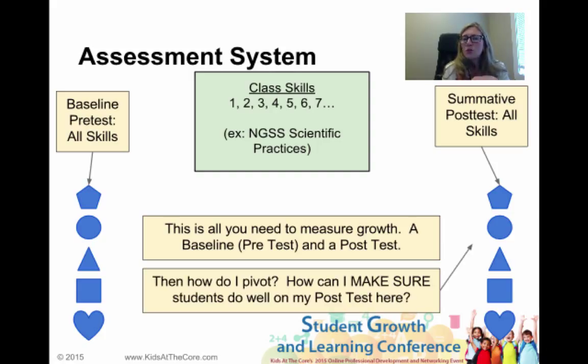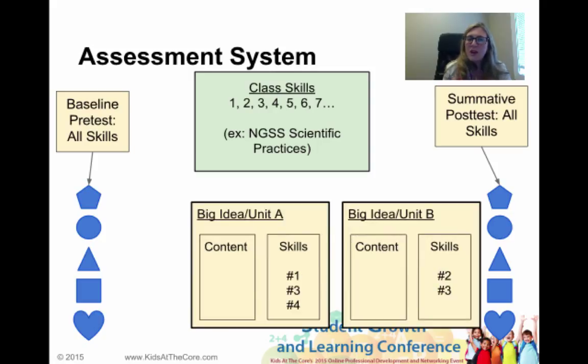But then how do we make sure the students do well on that final test? How do we find out how they're learning throughout the course of our semester? How do we make sure that they're improving? So let's think about the Big Idea Unit A, one of our particular content units or chapters.